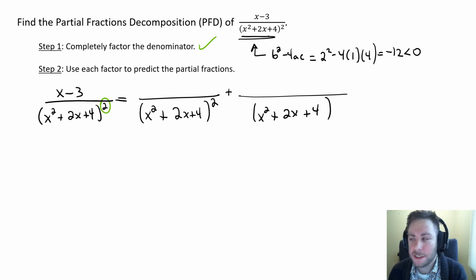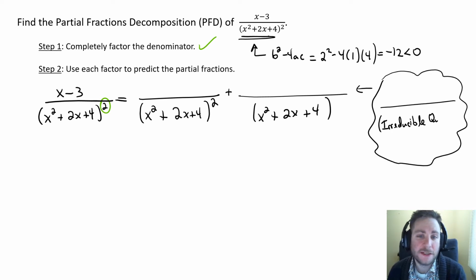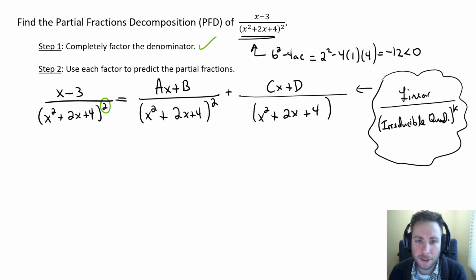Next, we need to predict the form of the numerators, and that's done by going back to the definition of partial fractions. That definition shows us that when our fractions come from an irreducible quadratic factor, such as these ones, our numerator should be linear. So my numerators here can be called ax plus b and cx plus d, respectively. And all that remains now is to solve for these constants.